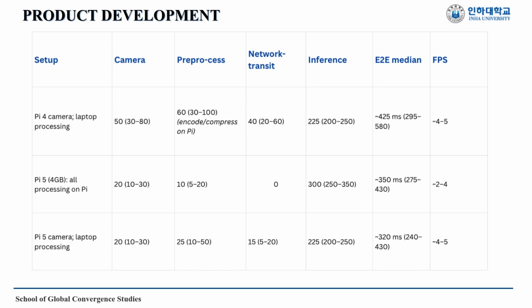Regarding performance, we benchmarked 3 configurations. Our final setup, the Raspberry Pi 5 with remote laptop processing, achieved the best result, with a workable end-to-end latency of about 320 milliseconds.